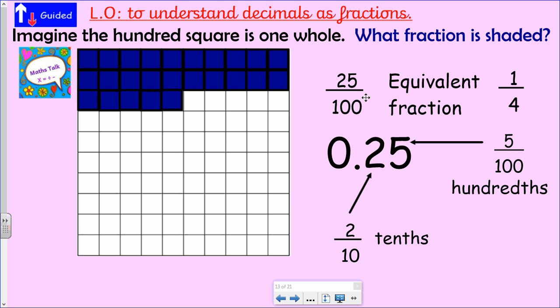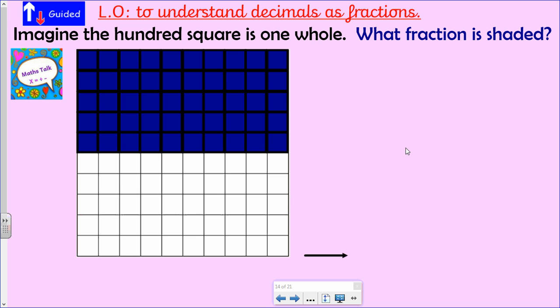0.25 is the same as 25 hundredths, but it's also the same as a quarter. This is what we need you to recall, really. 1/4 is the same as 0.25. That is its equivalent decimal. 2/10, again, you can see them on the square. 2/10 and 5 hundredths. Embed this in your brain, people. 1/4 equals 0.25. Okay, onwards. So this is another famous fraction.